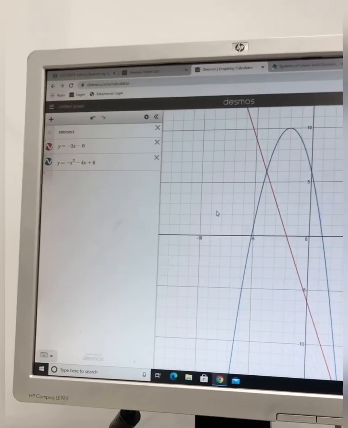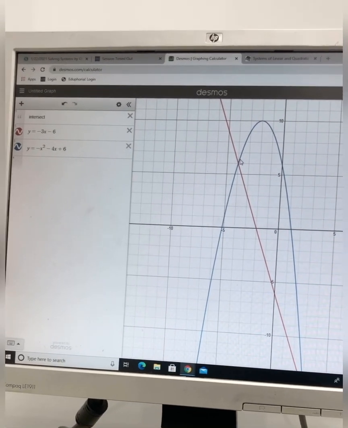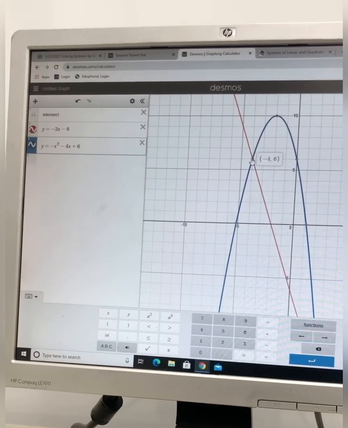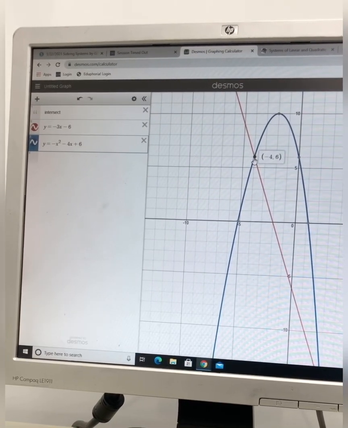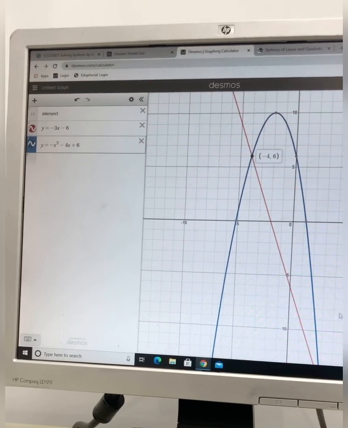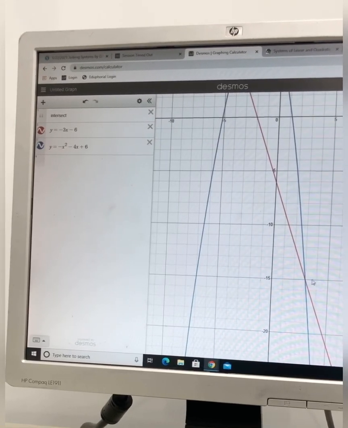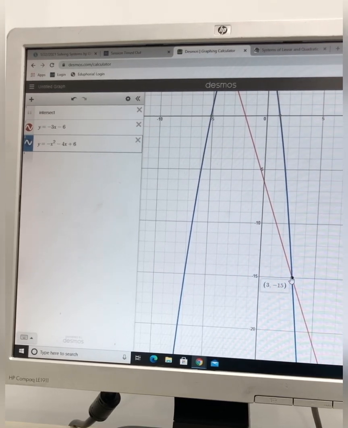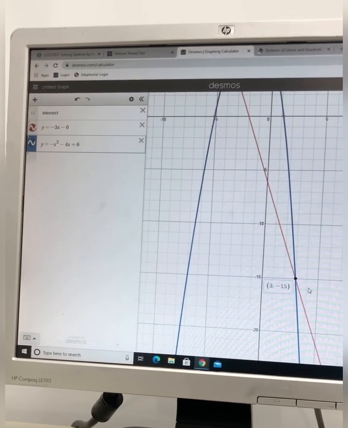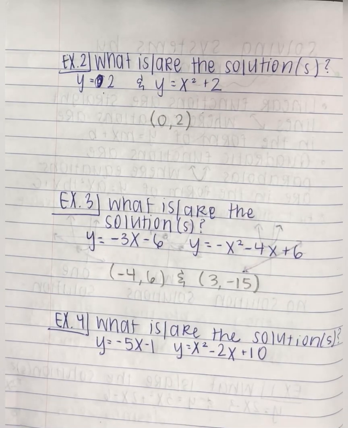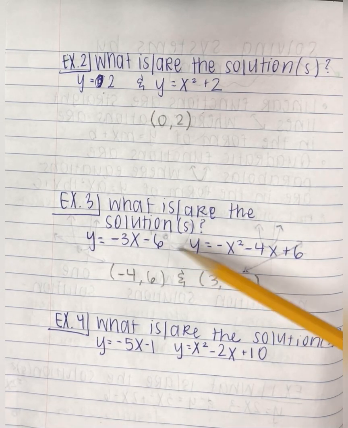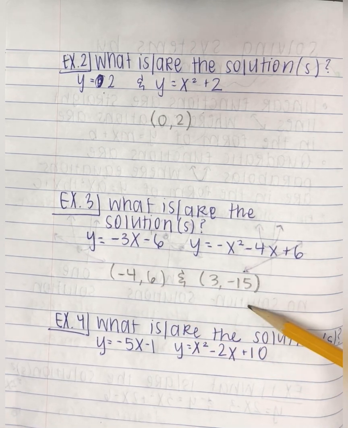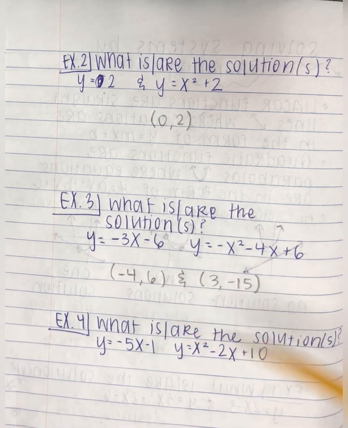Okay, so we got the two equations. If you look, you're not seeing the point show up, but if you click on one of them, you'll see the gray point appears for where they intersect at 4, -6. And then we have to scroll down to find our other one, which is at 3, -15. All right, so for these two, we saw that they had two points of intersection, which were at 4, -6 and 3, -15. So we had two solutions.